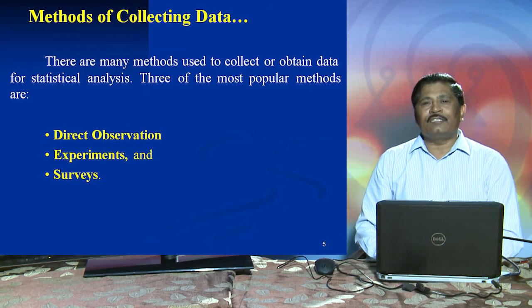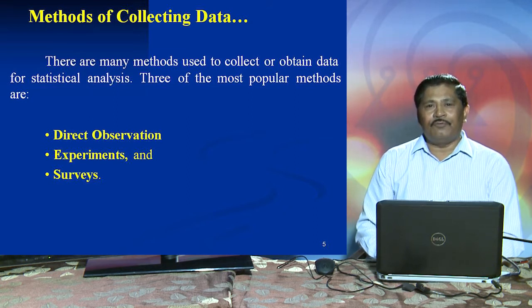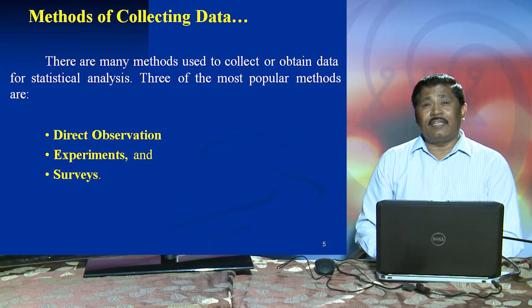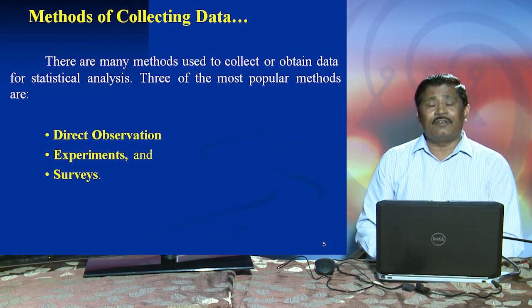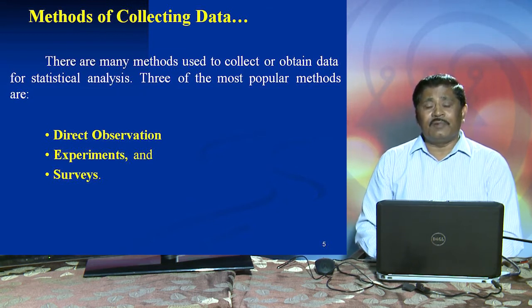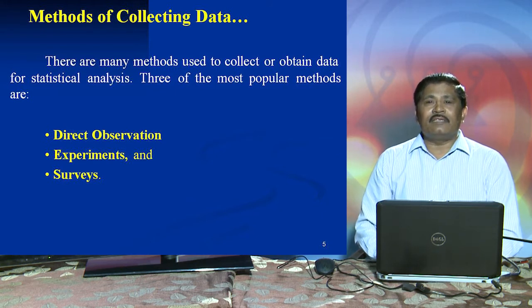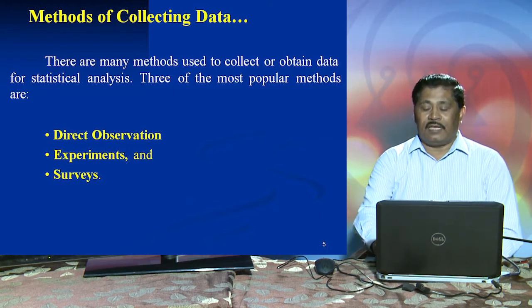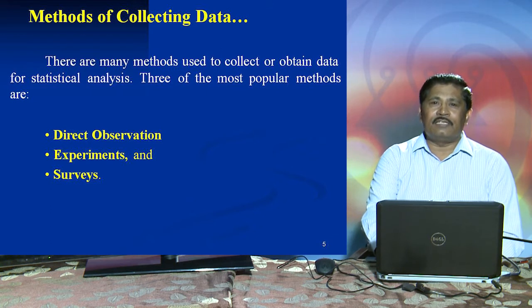The second method of collection of data is the experiment, for which we have to conduct the research experiment in the laboratories for physics, chemistry and other students. They have to collect the information or the data through the experiments. And the last method is the survey method, by which we conduct the survey. And the survey method is very important in social science research.